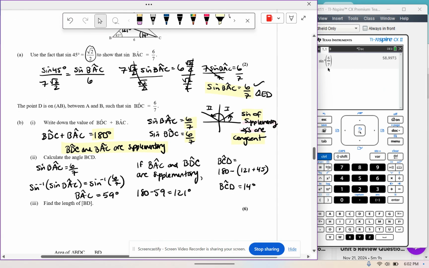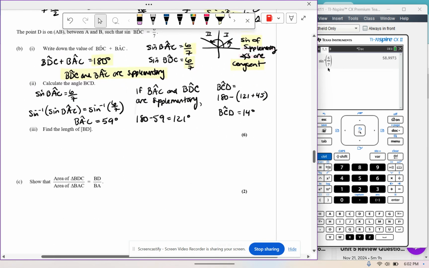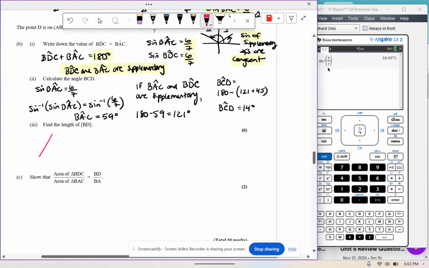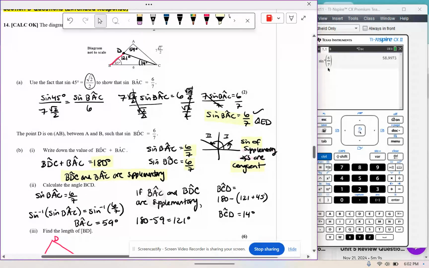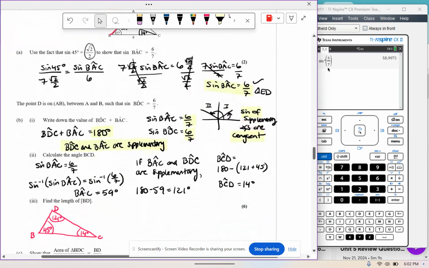And now we have to find the length of BD. BD is this side right here. How do I find the length of BD? I'm going to draw this triangle down here so I don't have to keep scrolling back and forth. So I've got that little smaller triangle on the bottom and I'm recreating it here, with angles 45, 121, and 14. I'm trying to find BD. Do I know any sides? Yes, the bottom side is 6.